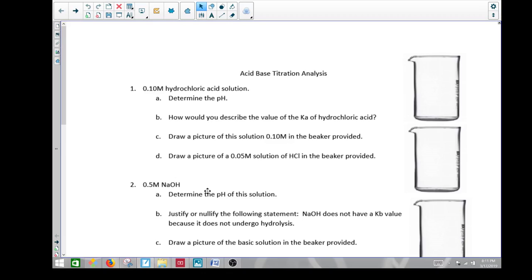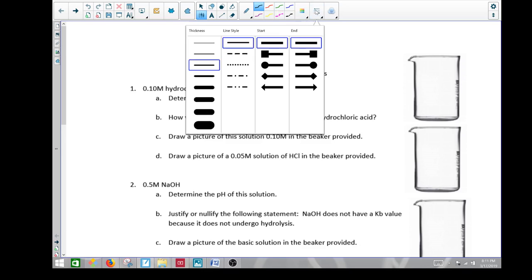Good afternoon, this is Schweitzer, and we're looking to do an advanced placement review on acids and bases. This is also going to be mixing with some equilibrium, but these are some specific concepts that show up pretty much every year.